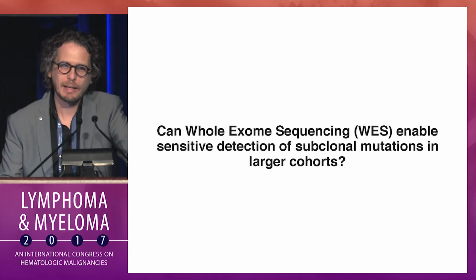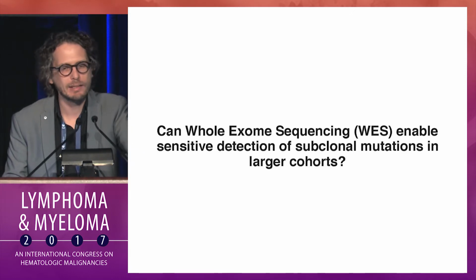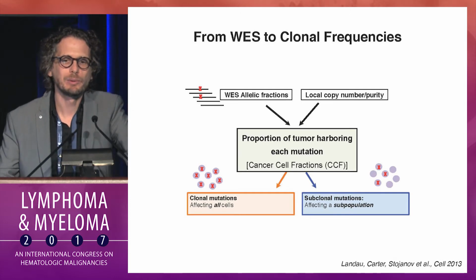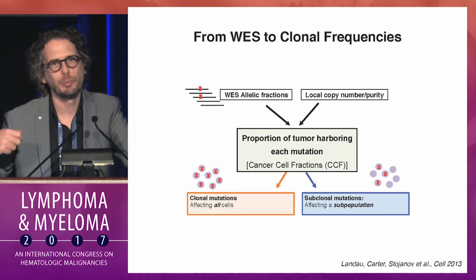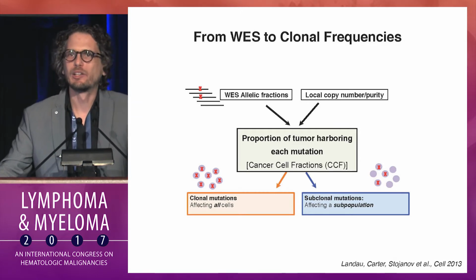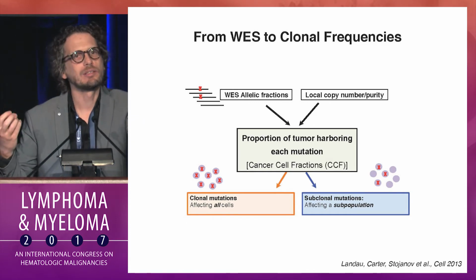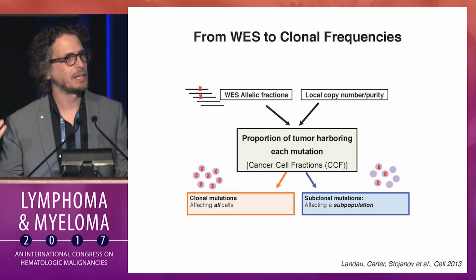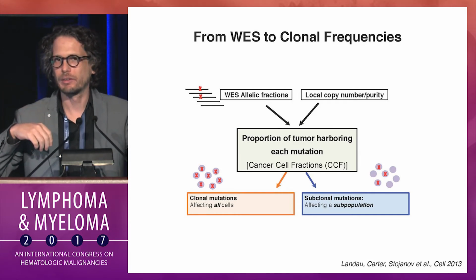We first applied whole exome sequencing to start understanding the genetic complexity of this disease. Just to provide a little background, we use whole exome sequencing to obtain the allelic fractions, how prevalent a mutation is within the entire DNA, and then we algorithmically, using computer programs, convert this to cancer cell fraction, which essentially asks, if I have 100 CLL cells, how many of them contain, for example, the Notch1 mutation or a TP53 mutation.